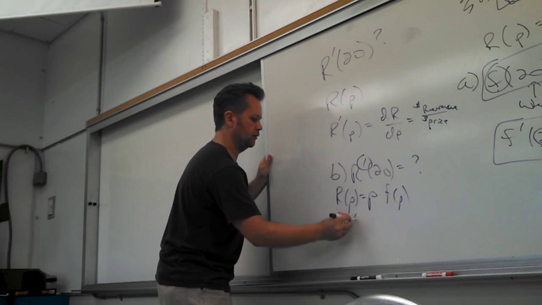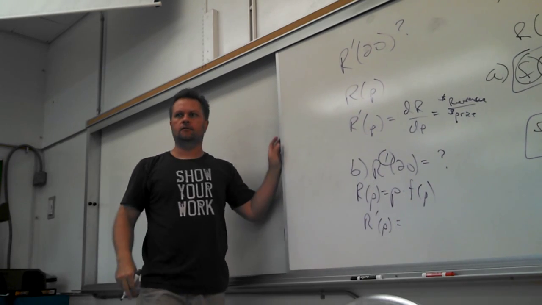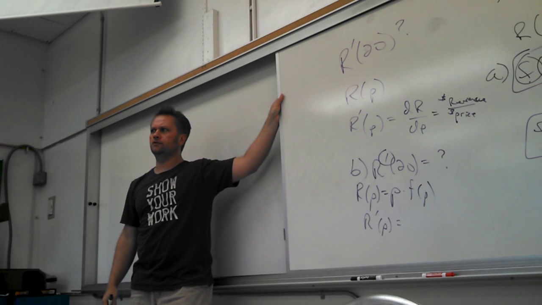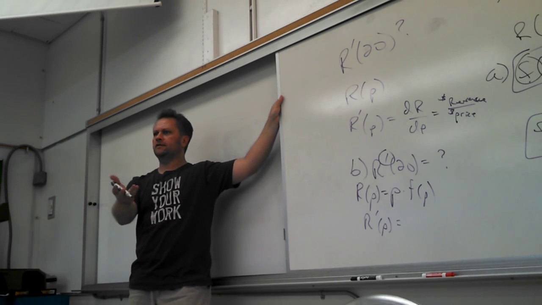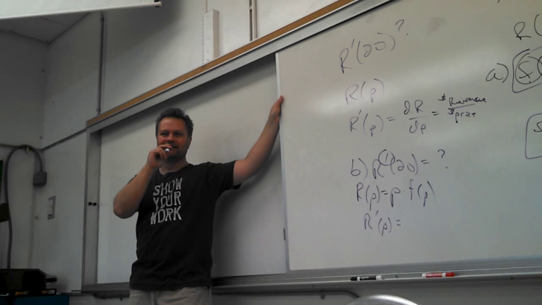Take a second to figure out what R prime of P is. What do you have to use? It's in the section of the product rule. You might expect it to happen at some point.